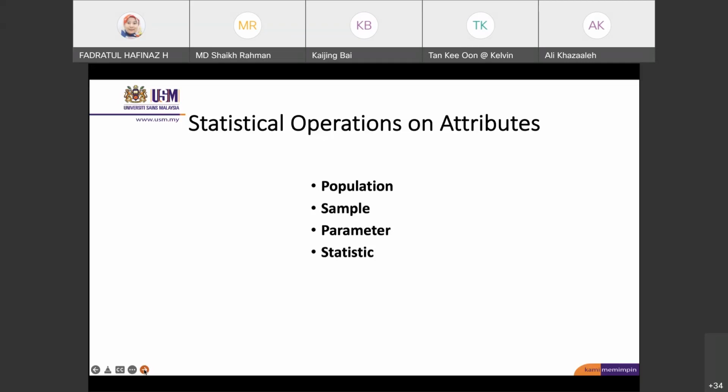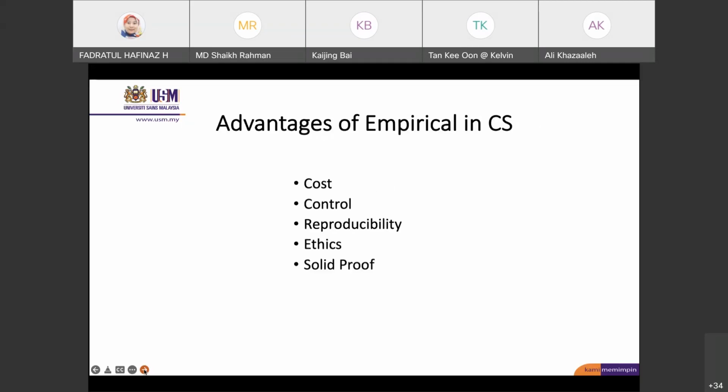Three more slides. Okay. So here are some advantages when we implement empirical methods in computer science. Okay, the first one, cost, control, reproducibility, ethics, and solid proof. Now let's go for the first one. What do you think of the cost when you implement this empirical method?